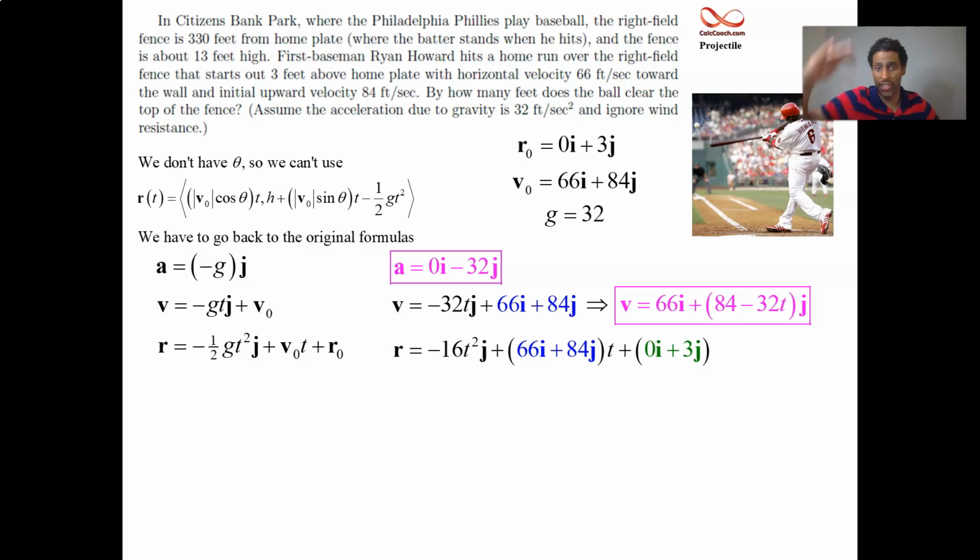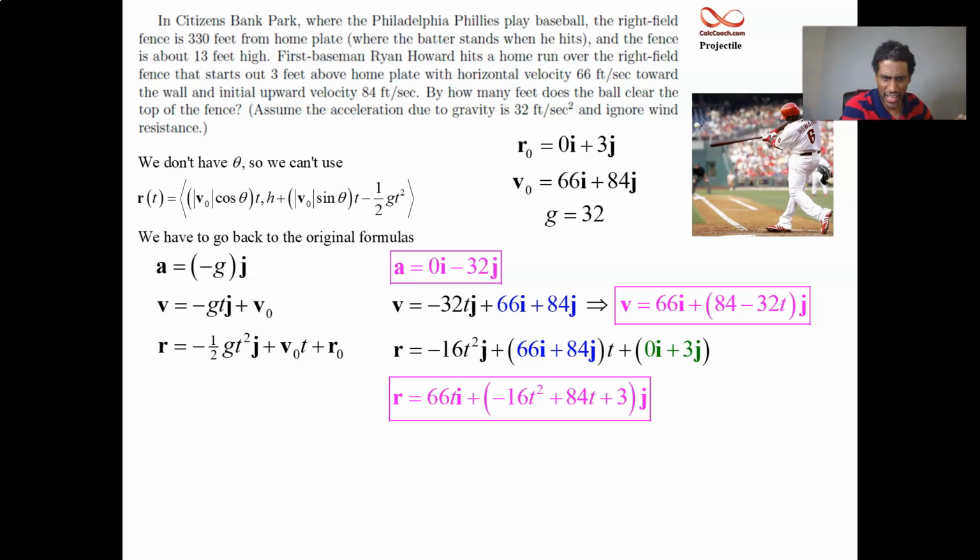And then the initial position, it's not horizontally forward or backward. The origin is where the hit point is, the launch point, and it's 3 feet off the ground. So 0, 3 is your initial position. So as far as i goes, you have 66t on i. As far as j goes, minus 16t squared, 84t, and 3 in the j direction. You have everything you need.